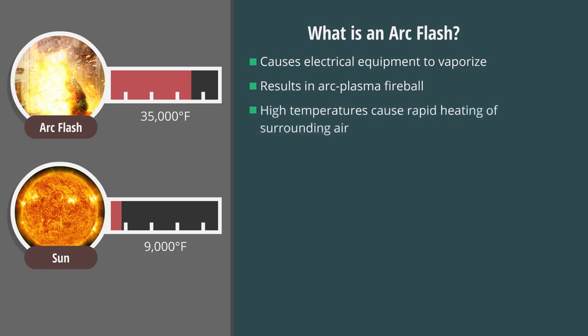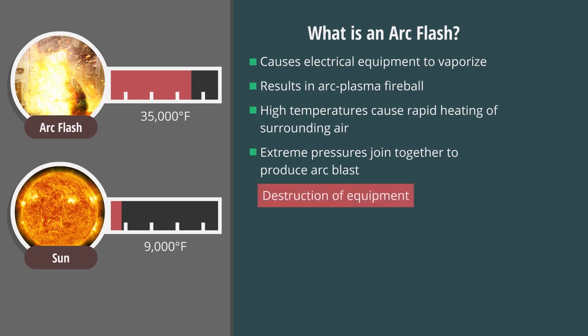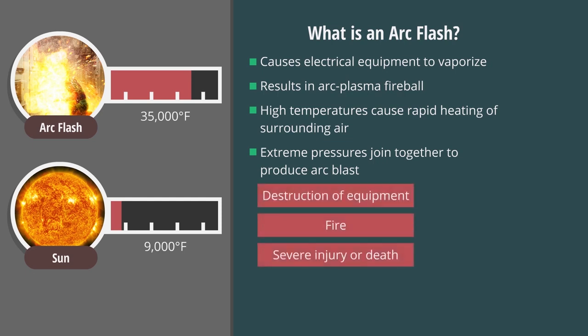These high temperatures also cause rapid heating of the surrounding air, and extreme pressures join together to produce the arc blast. The arc blast will further vaporize electrical equipment, including solid copper conductors, which can expand up to 67,000 times their original volume. The result of this violent event is usually destruction of the equipment involved, fire, and severe injury or death to any people who are nearby.